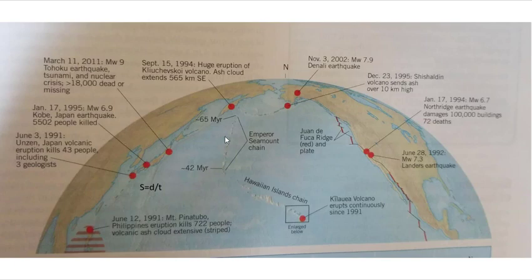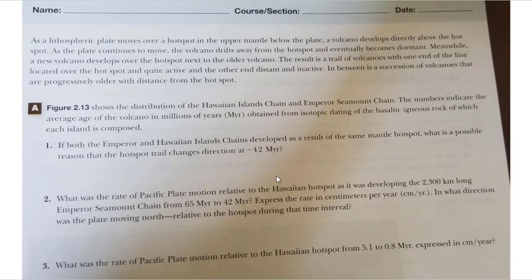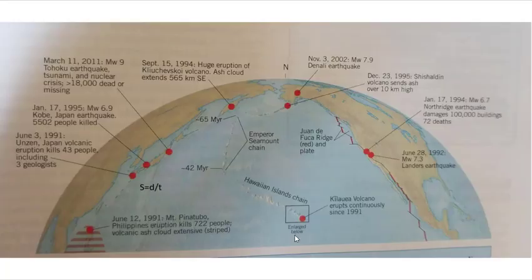Okay, so we're talking about here between 65 and 42 million years ago. So that's the distance right there. But how far is it? When I first read this, I was like, well, shoot, they don't give us a map scale. How are they going to know how far that is? But then I read the question again. And they tell you 2,300 kilometers. They tell you the distance, okay? So that's what we're going to use for distance, that 2,300 kilometers.